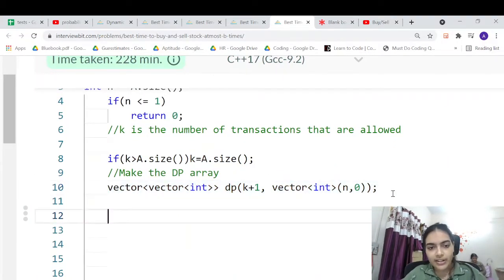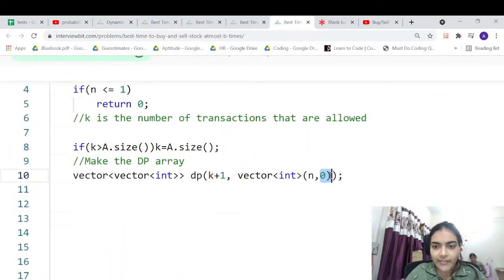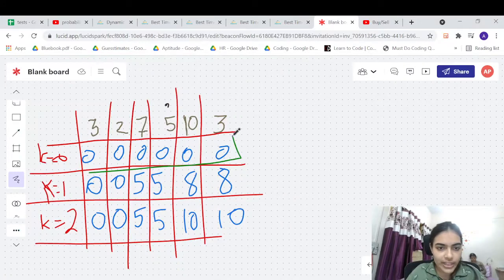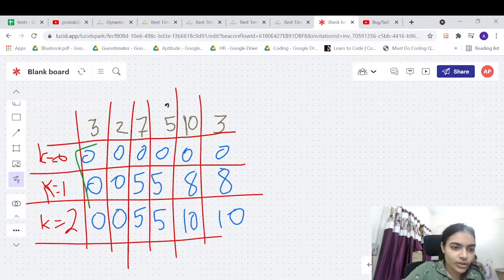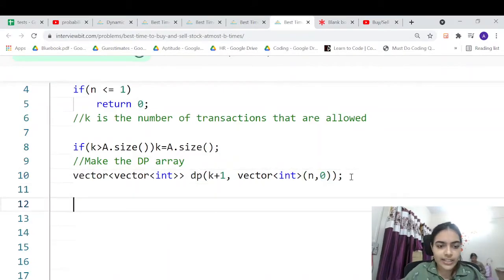So this is the dp matrix that we have made. Now let us fill it. Initially I'm giving the values as 0, right? So initially all these values are 0. This row is 0, this column is 0. That is why I have filled the initial values as 0. Now let us start iterating over this.